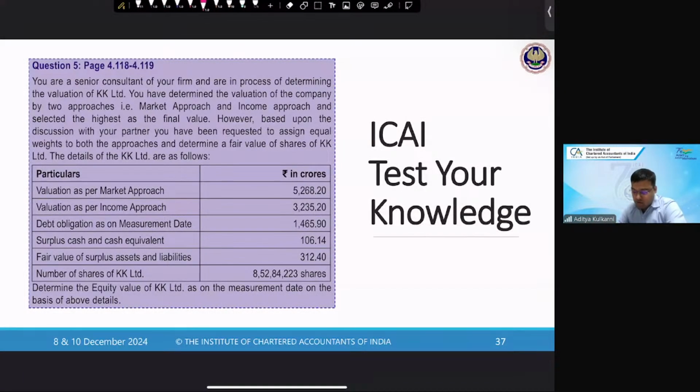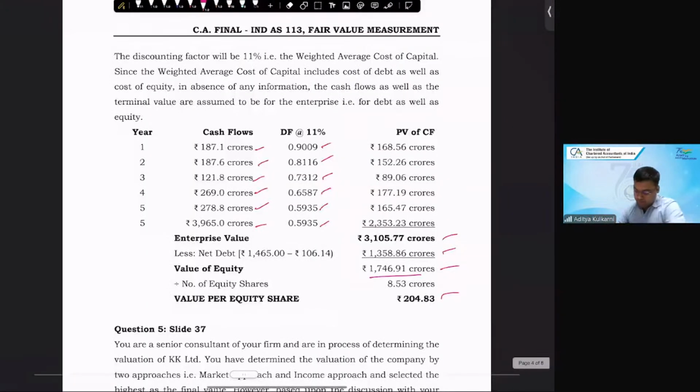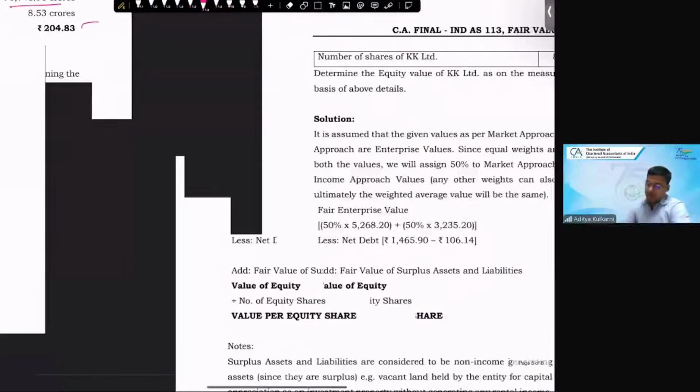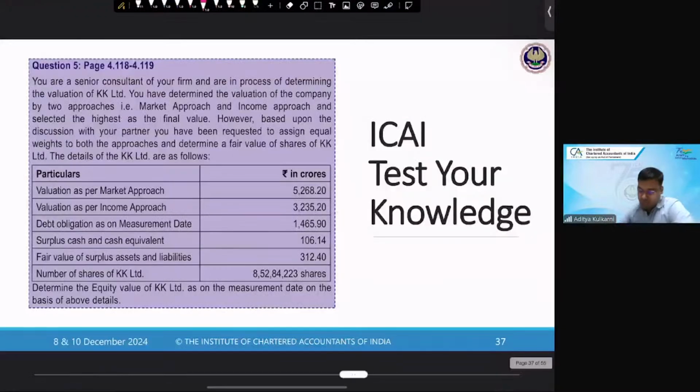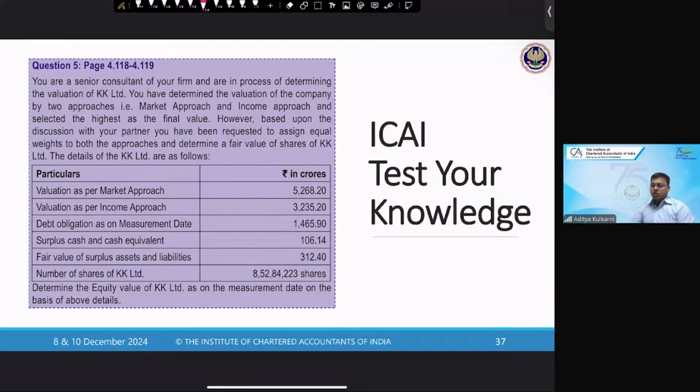Now we move on to question number 5. You are a senior consultant of your firm and are in the process of determining the valuation of KK Limited. You have determined the valuation of the company by two approaches, market approach and income approach, and selected the highest as the final value. However, based upon the discussion with your partner, you have been requested to assign equal weights to both the approaches and determine a fair value of shares of KK Limited.